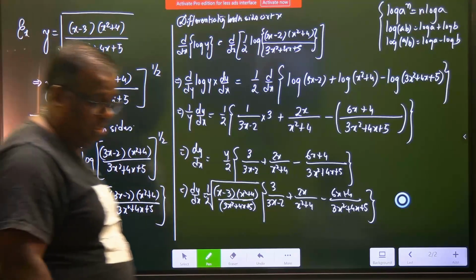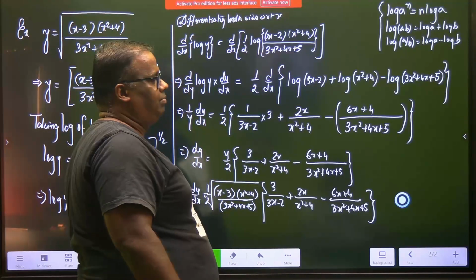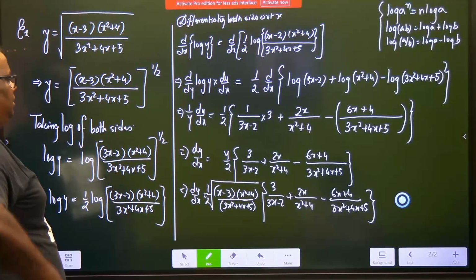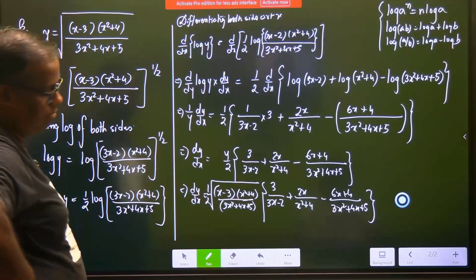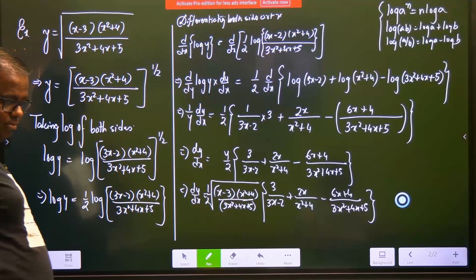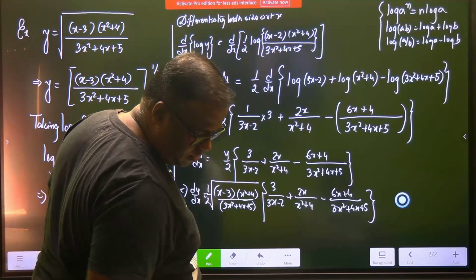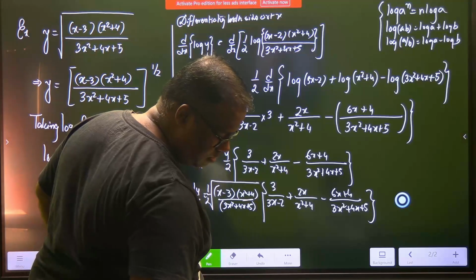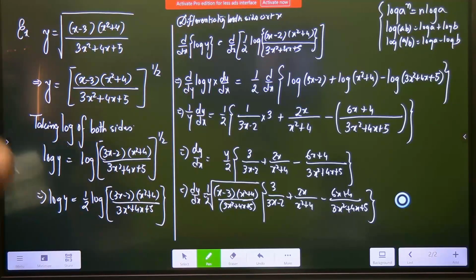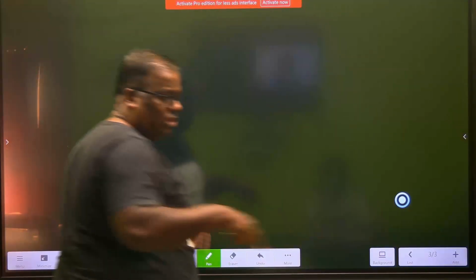Okay. It's all about keeping your calculation clean. The next problem is a standard formula which we use, but still we'll do that. Done, children? Shall we? Let's go. The next, this is a standard formula, okay?